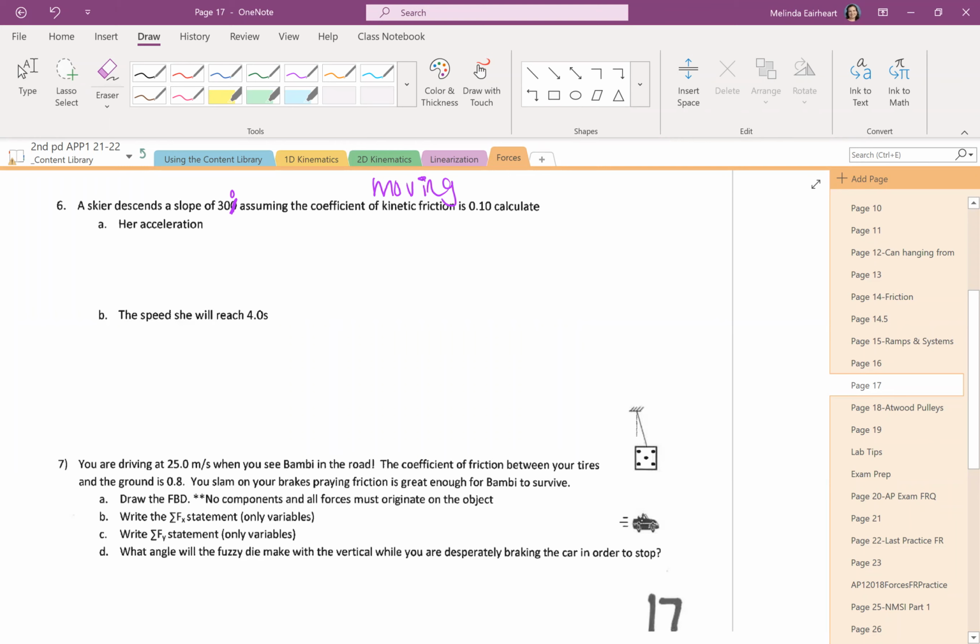Calculate her acceleration and then the speed she will be going at 4 seconds. And so hopefully you know part B is going to have us do what topic? Kinematics. But you can't do kinematics without the acceleration. And without the kinematics, you can't solve for acceleration. In other words, what's going to be our topic for part A? We got to solve for acceleration with forces. And so it all starts, step 1, don't forget, is what?